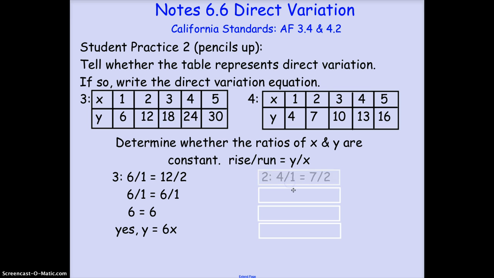Number 4, pick any of those, reduce my fractions, and there's nothing I can do really. I can reduce this one. This one would just be a mixed number if I tried to reduce it. So obviously my answer is no.